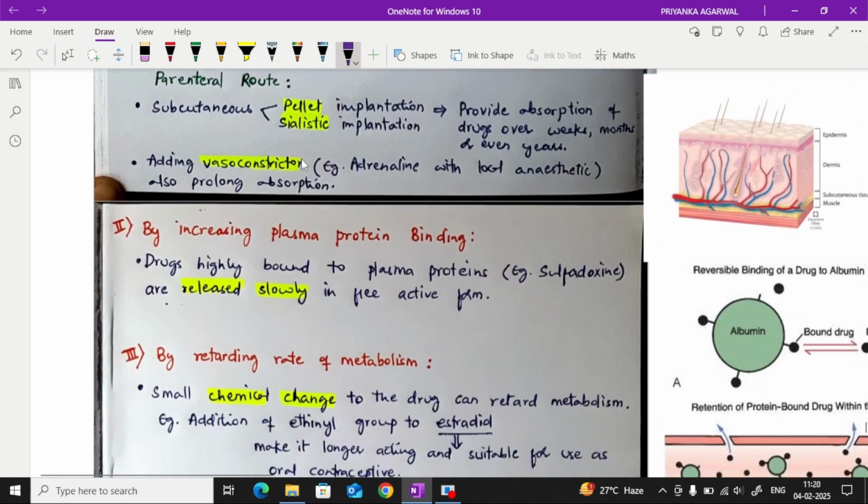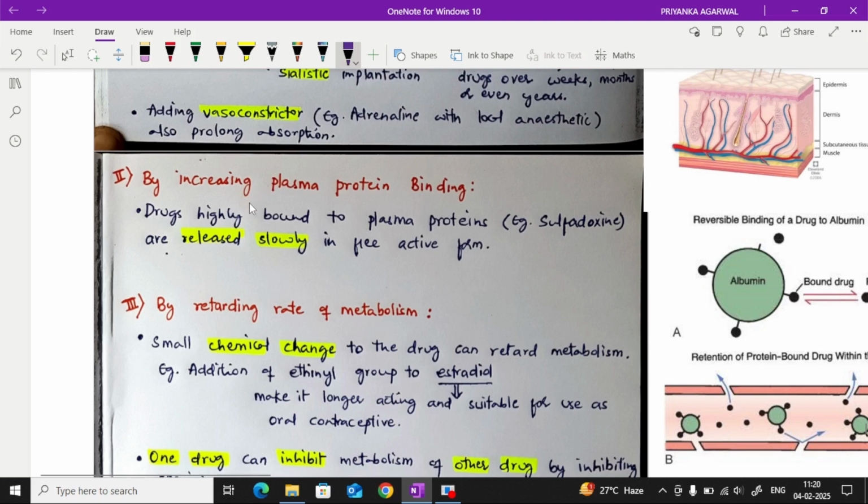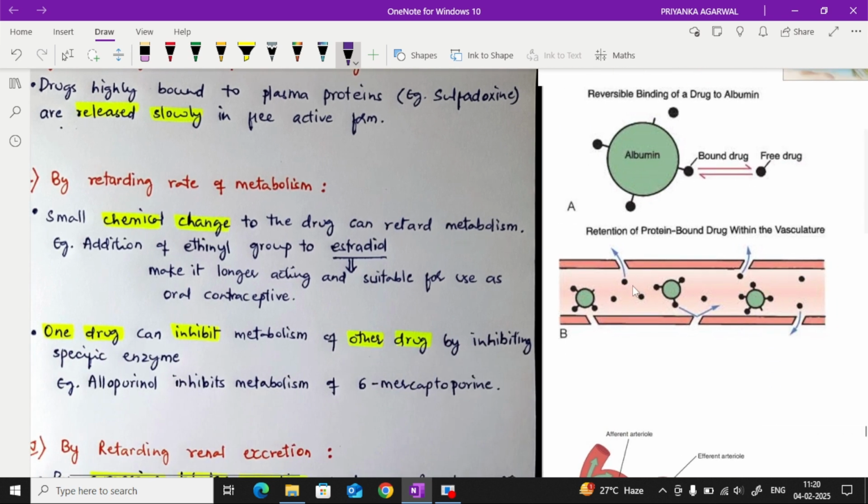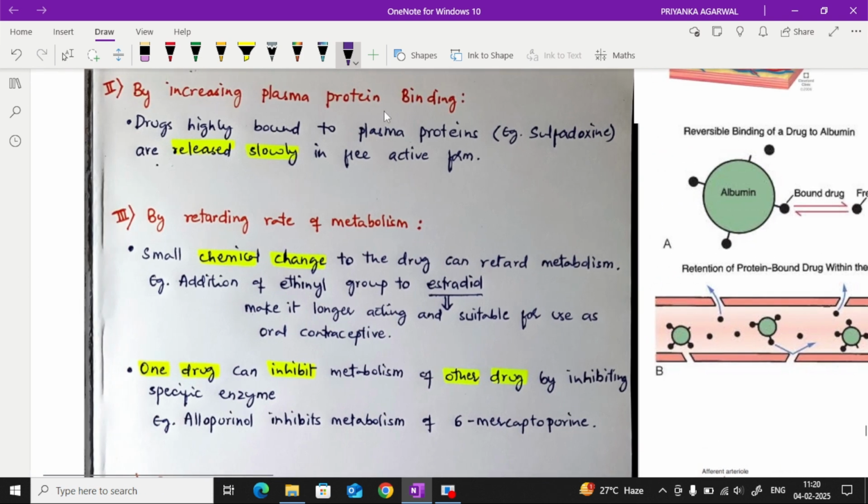Now what can we do at the distribution level? We can make the drug highly bound to plasma proteins. As we already know, if the drug is bound to plasma protein, it will be released very slowly, because only the free drug will go out of the blood vessel. So drugs highly bound to plasma proteins, for example sulfadoxine, are released slowly in free active form.